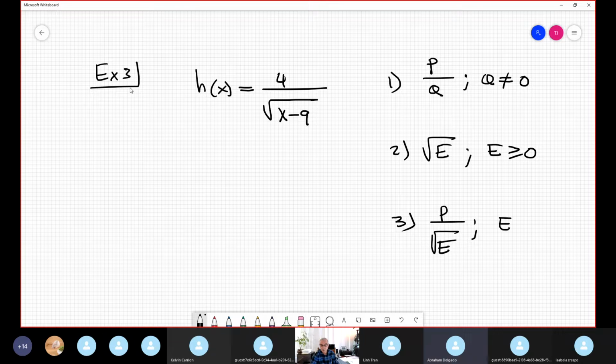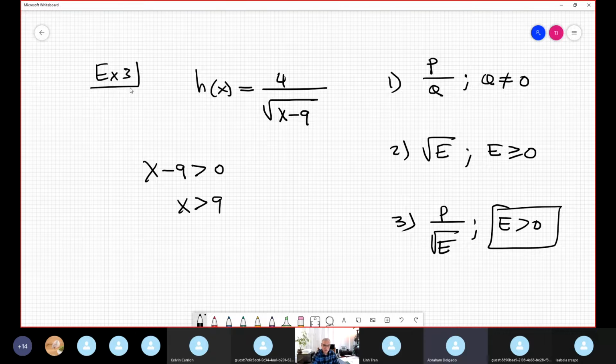So how do you set up? Well, you take the expression inside the radical, because the radical is in the bottom, not in the top. A radical in the top is more flexible and allows 0. But a radical in the bottom, no, because division by 0 is undefined. So you take the expression and enforce it to be greater than 0. With this elementary inequality, x is greater than 9.